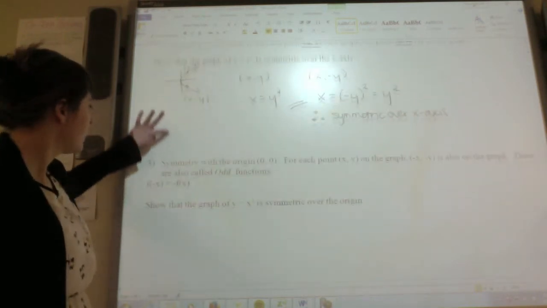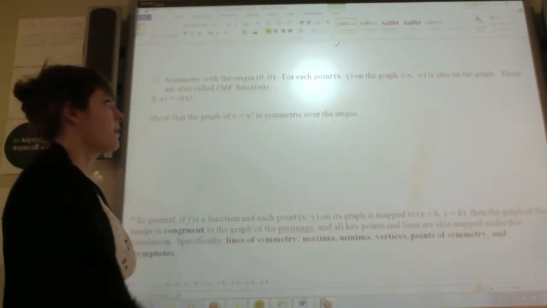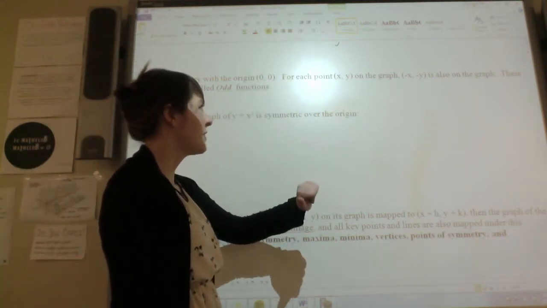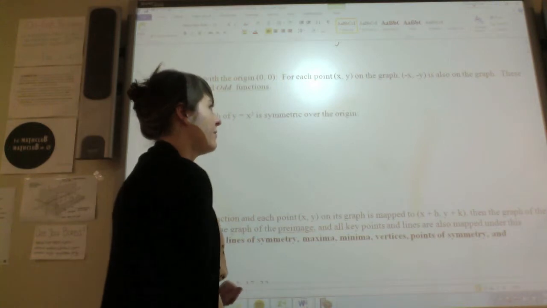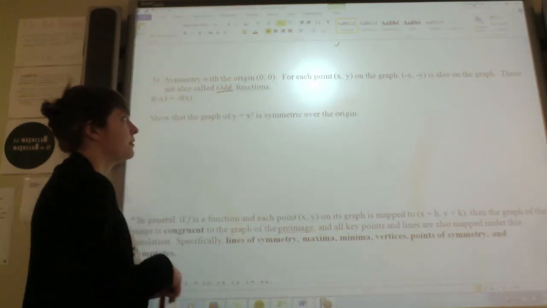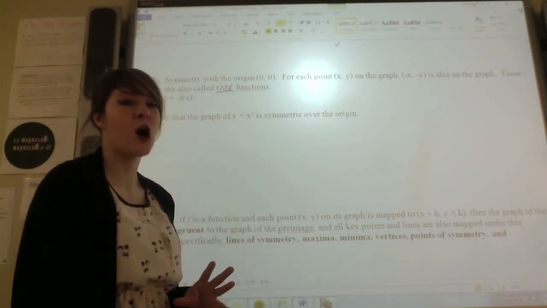Okay. My next one is symmetry with the origin. So this is that rotation symmetry around the origin. For each point x, y on the graph, negative x, negative y is also on the graph. These are also called odd functions. So that's important. Notice that if you have something that's rotation symmetric around the origin, that's considered odd.